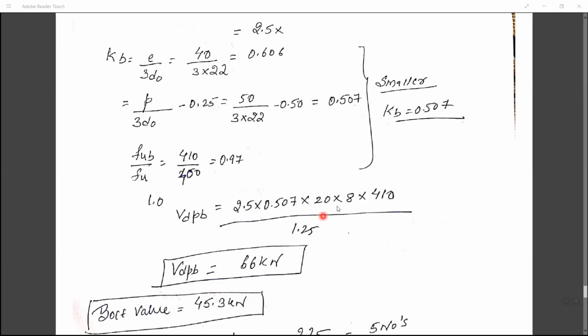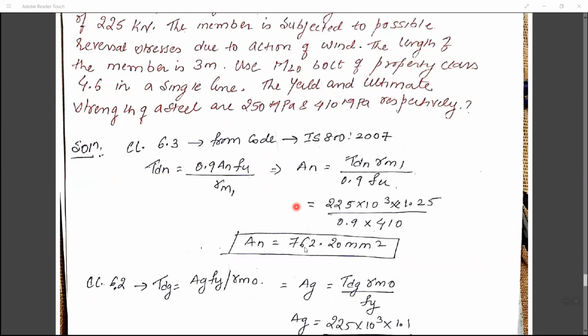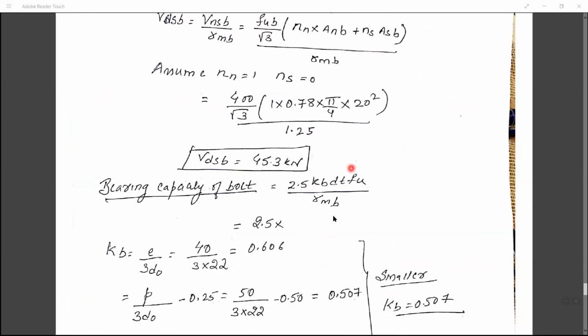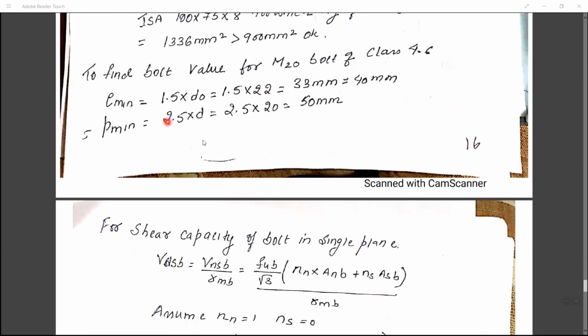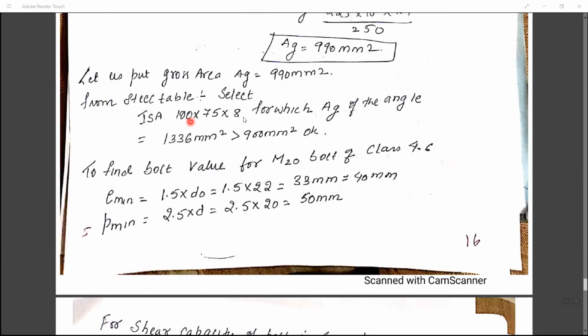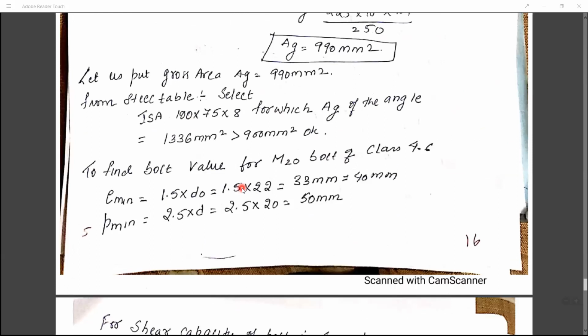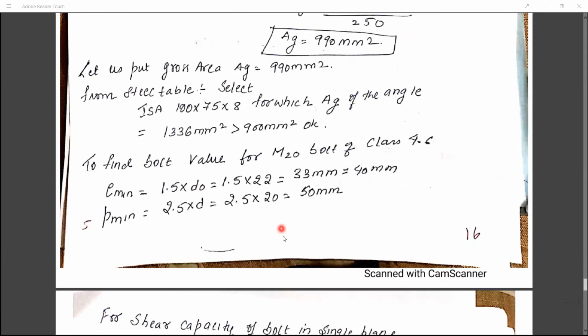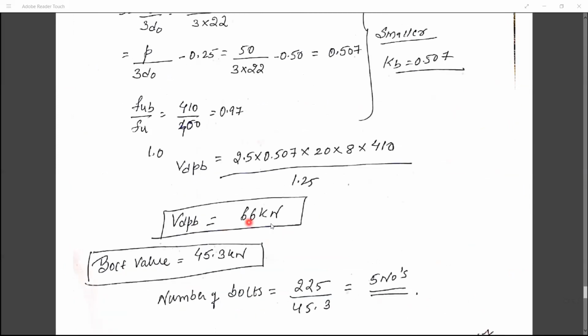The bolt is M20. See here, the M20 bolt is given in the question. I am taking M20 only, not more than that. Then t is the thickness. How has the thickness come? We have selected our section from the steel table, 100 into 75 into 8, so that is 8 mm. Understand the problems very slowly. There is no urgency, nothing like that. Divided by 1.25, your bearing capacity of the plate is 66 kilonewtons.